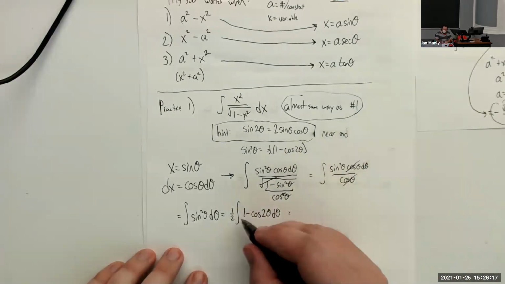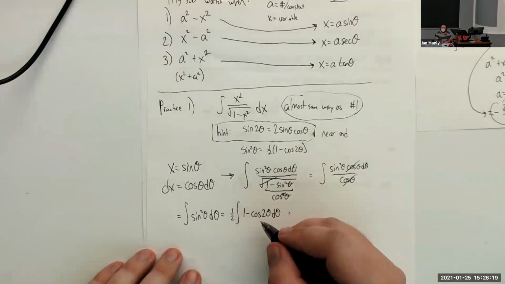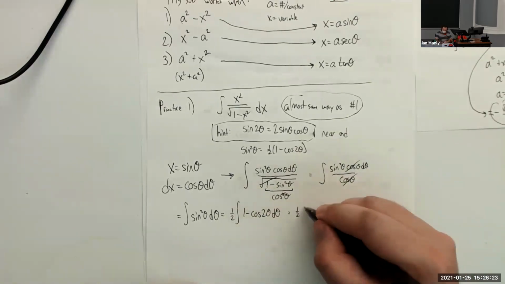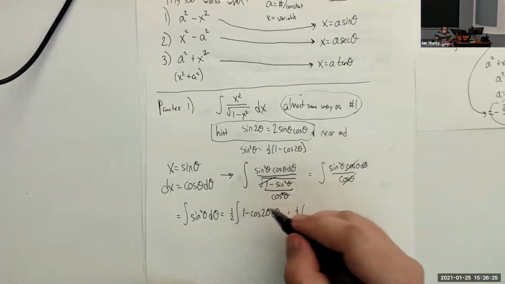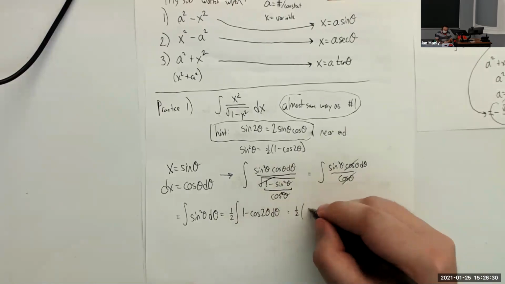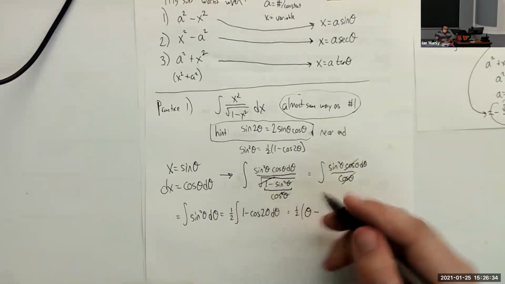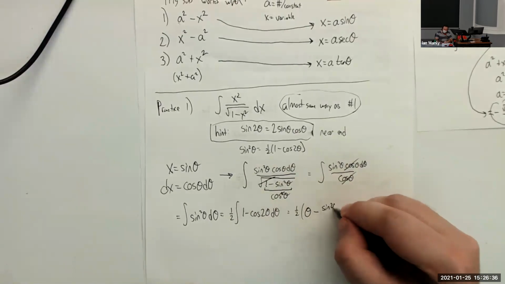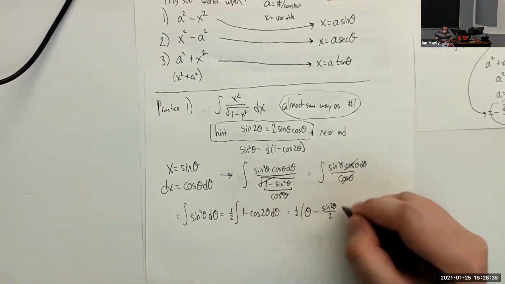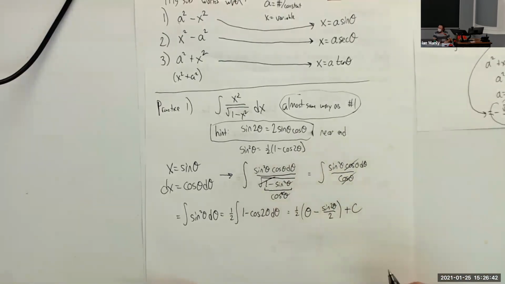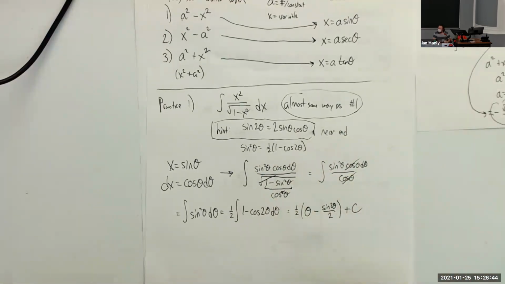All right, and then now both of these are something that we could have integrated in Calc 1, so I'm just going to go ahead and do it. So I have the 1/2 coefficient, and then the integral of 1, remember we're integrating with respect to theta here. So the variable we're going to get is actually just theta. Then we integrate cosine of 2 theta to get sine of 2 theta, and then we divide by 2. And now that we've completed the integral, we should have a plus c right there.